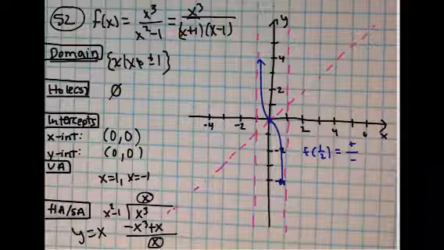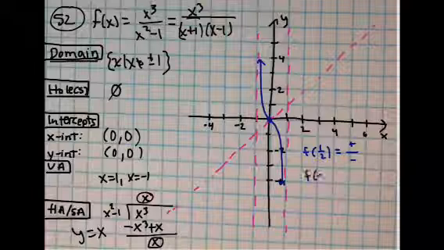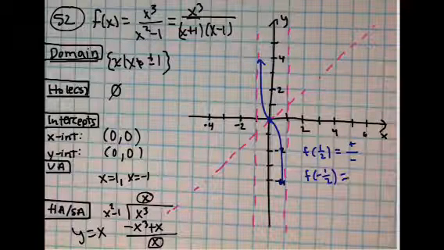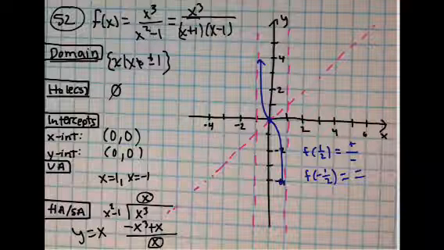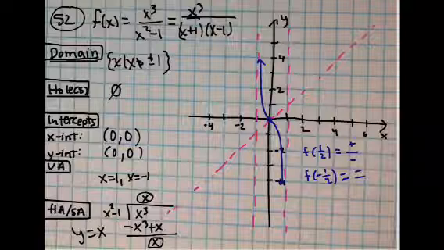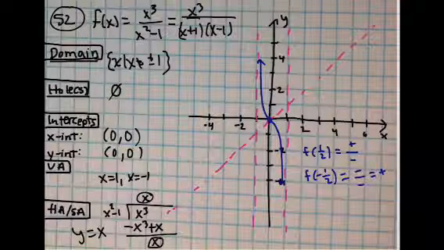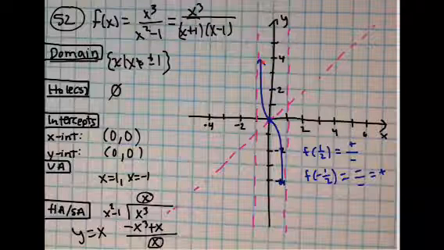And if you don't really trust yourself with that, just try negative 1/2. Negative 1/2 cubed is negative. Negative 1/2 squared is positive. Positive 1/4 minus 1 is negative. So a negative over negative is a positive. So the left side, this piece right here, is going to go up.